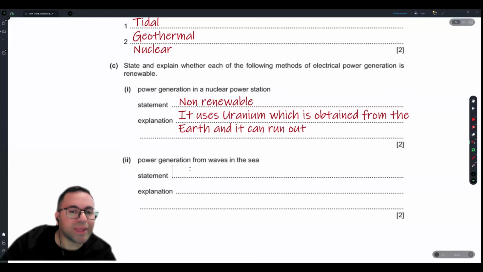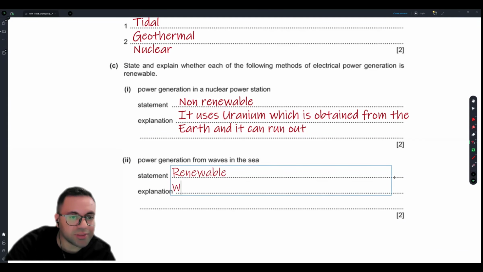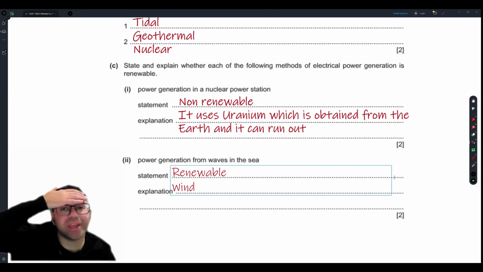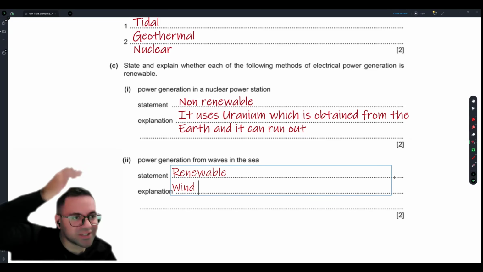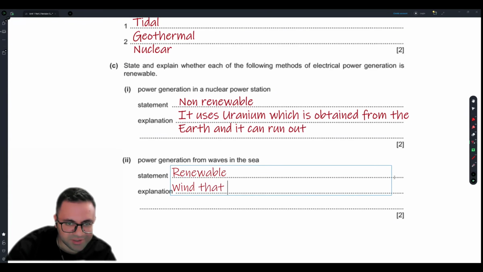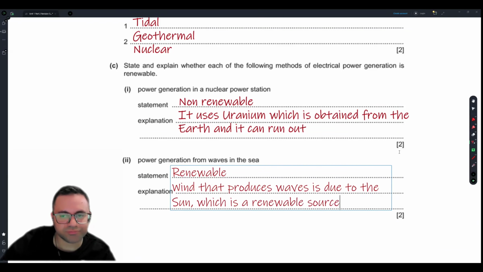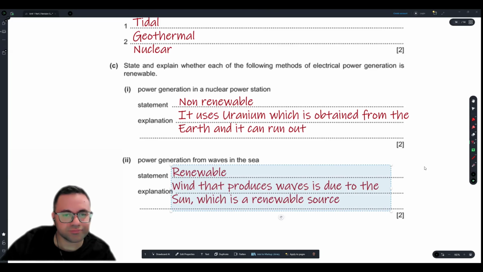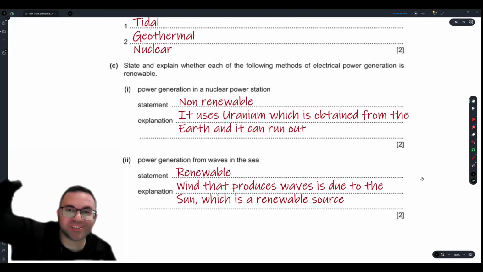Power generation from waves in the sea. This is renewable. Why? Because the wind is what produces the waves, by the way. Because what produces waves? The wind. And what produces the wind? The change in temperature of the atmosphere due to the sun. So the wind that produces waves is due to the sun, which is a renewable source of energy. So I have to mention how the waves come from the wind. And the wind is renewable because it comes from the sun, so it's renewable.